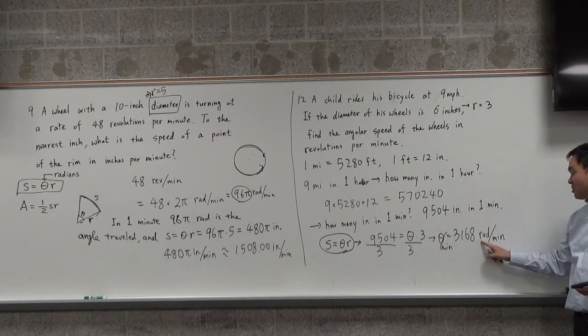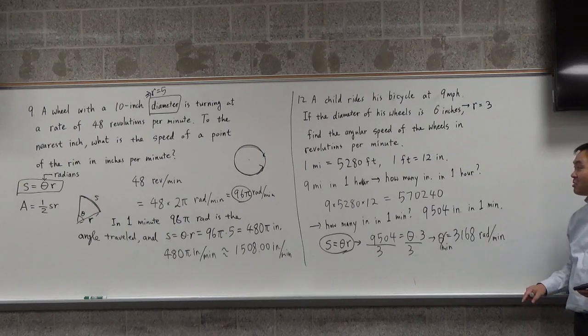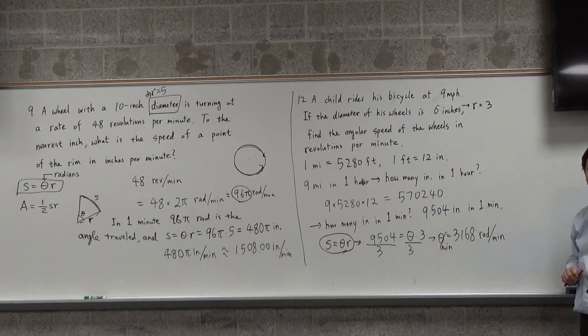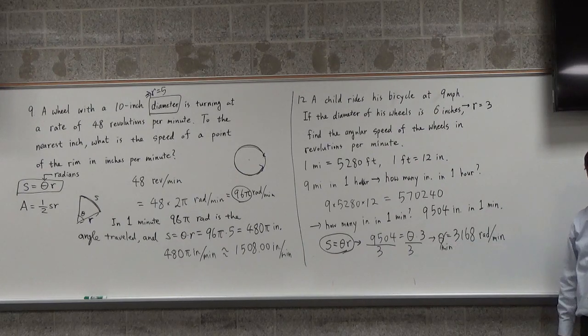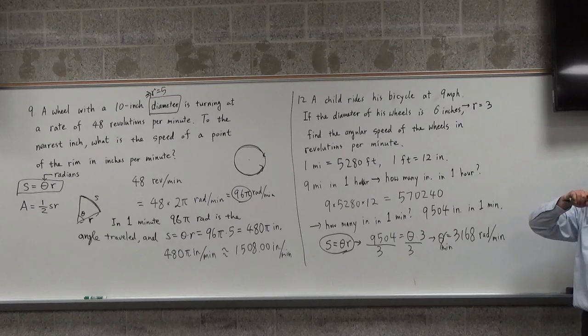So this is in terms of angle in radians, but what's the question asking for? It's asking for revolutions per minute, right? How do you convert this into revolutions? Divided by 60? Nope. So divided by 2 pi. You divide by 2 pi because 2 pi radians is 1 revolution.